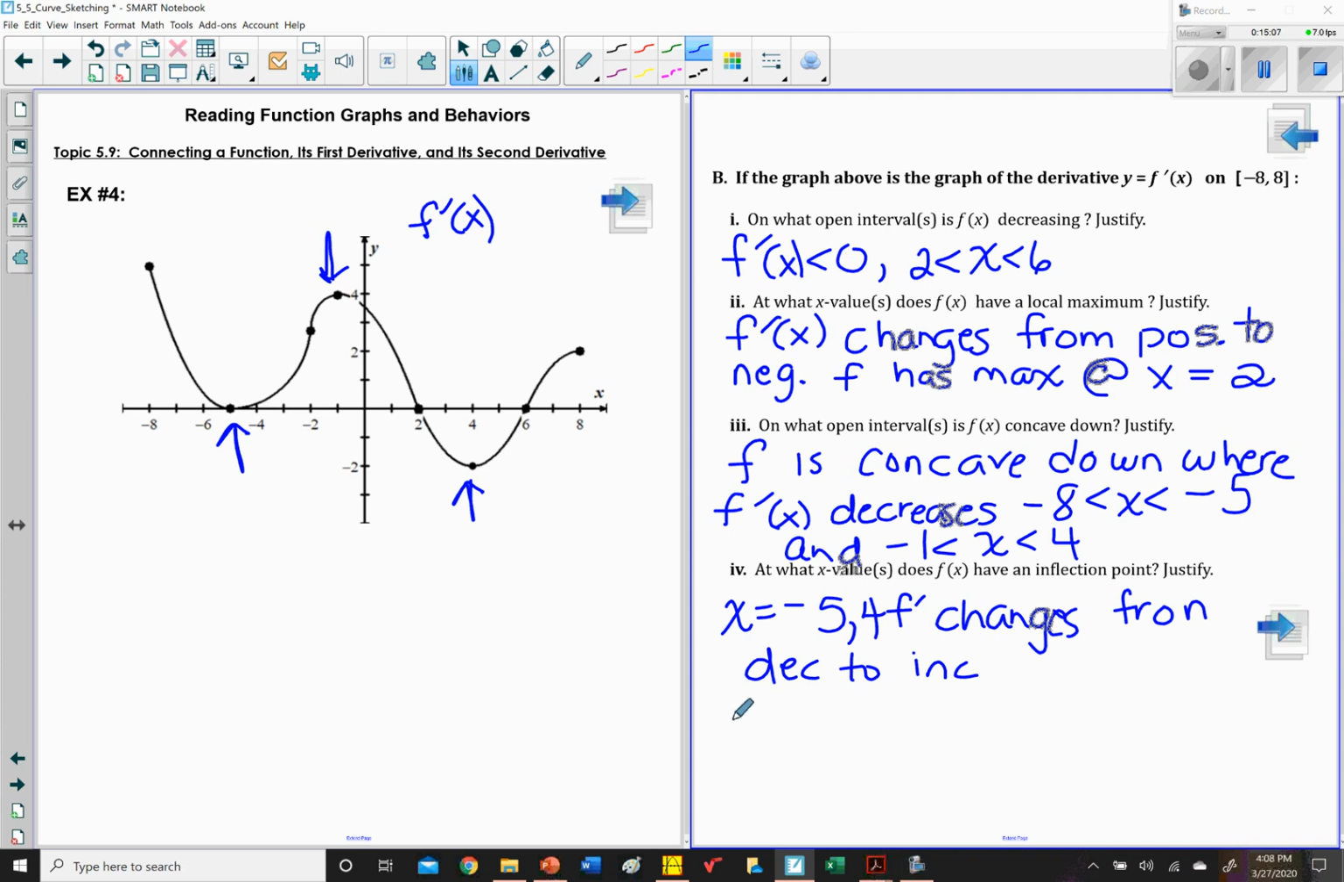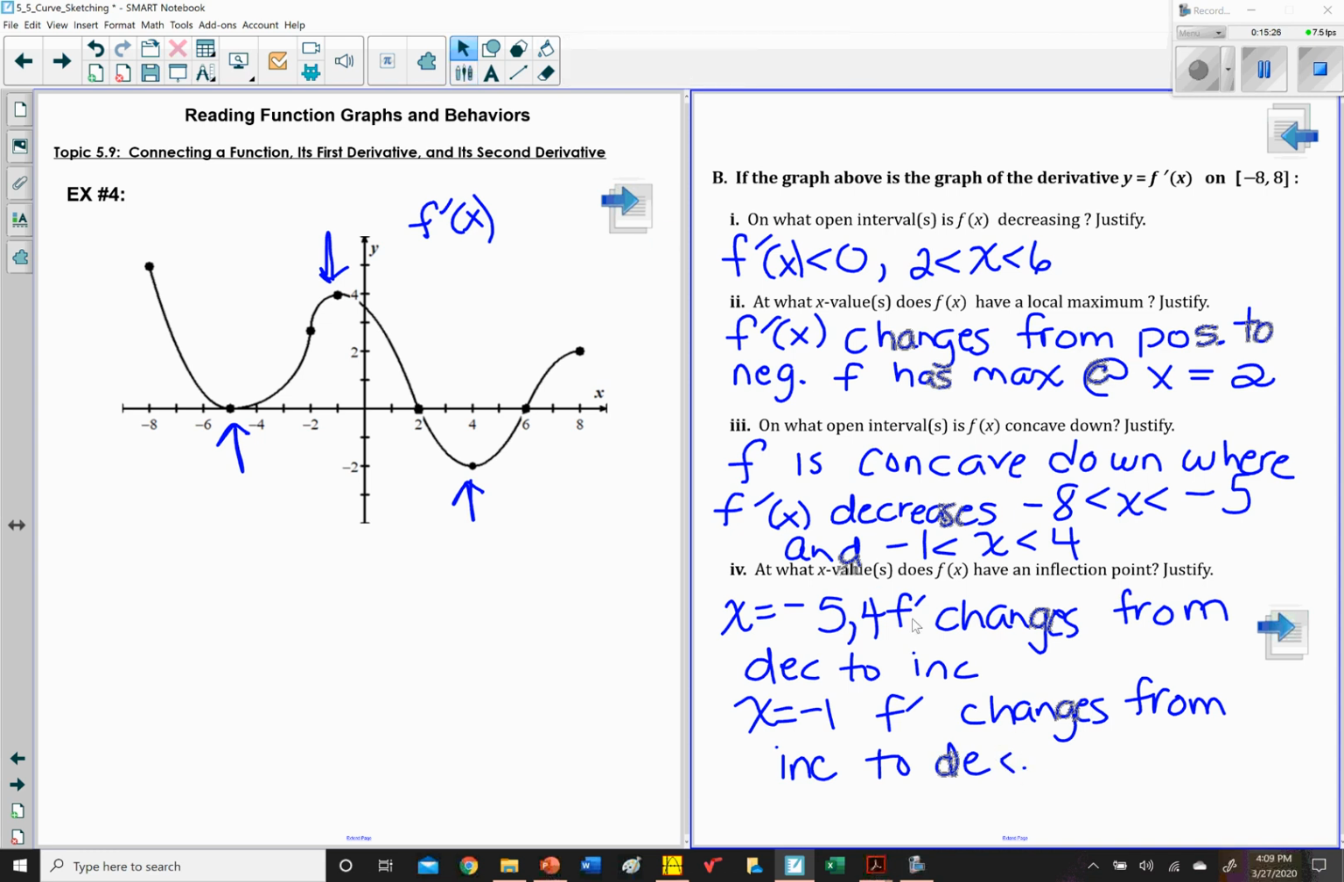And then at -1, f prime changes from increasing to decreasing. So we have 3 points of inflection. At -5, at +4, and at -1.